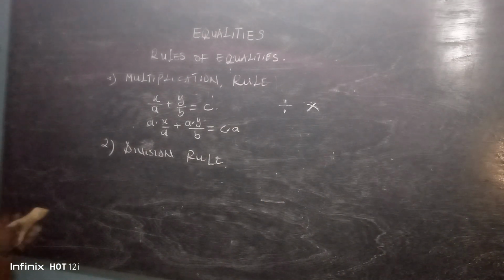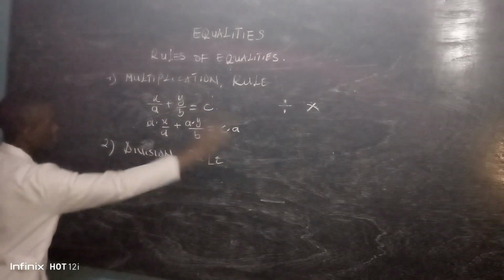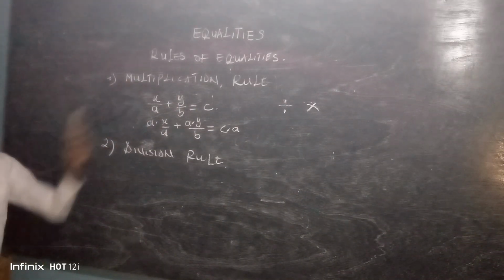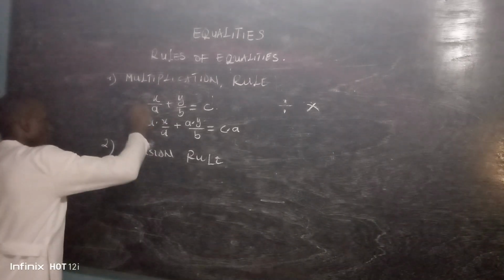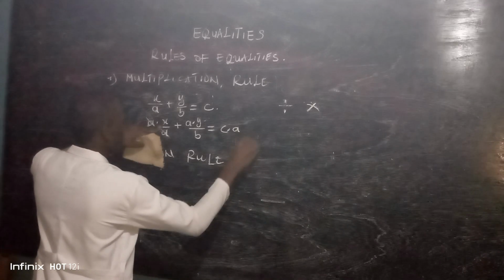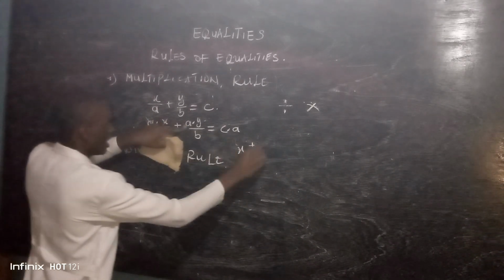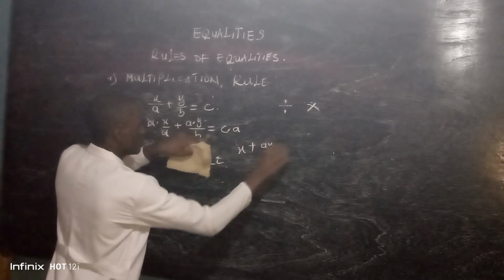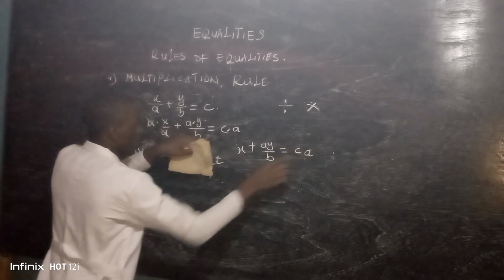You have multiplied both sides of the equation by the same quantity. According to the multiplication rule, it remains unchanged. So you are left with x plus ay over b equals ca.